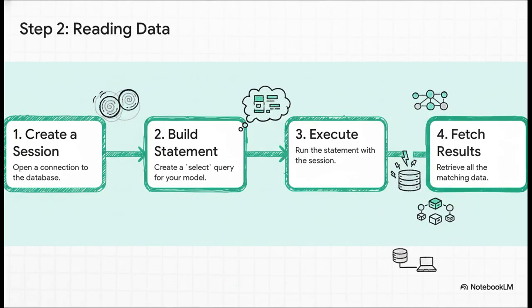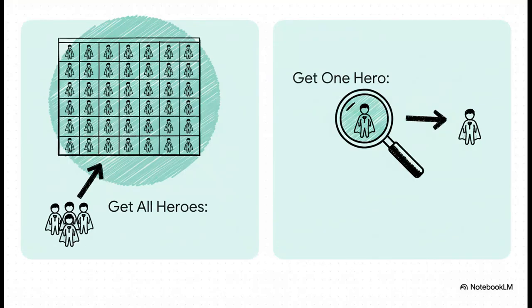Reading data is just as logical. Again, you start with a session, then you build a select statement to describe exactly what you want. In this case, maybe it's all the records from the Hero table. You execute that statement, and then you fetch the results. It's really that straightforward. And filtering? Oh, it's incredibly intuitive. To get every single hero, you just write select(Hero). But to find a specific hero, you just add a .where clause to your statement. The code reads almost like a sentence, which makes your intentions crystal clear.